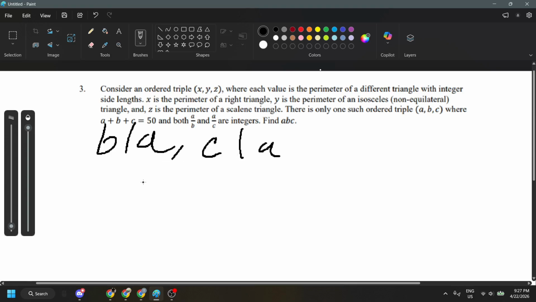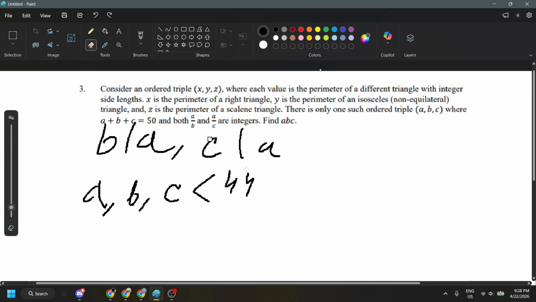So, okay. We know that A, B, and C individually must be less than, well, let's say this is 3, that's 6, must be less than 44. I guess less than or equal to. No, less than, because the smallest you could have is 7. So both are less than or equal to 43.